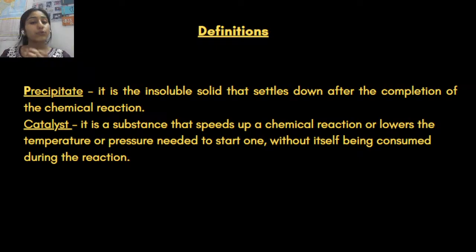So there are a few definitions. Firstly, there is precipitate. So what is a precipitate? A precipitate is basically the insoluble solid that settles down after the completion of the chemical reaction. It might be white in color or some different color. So it is the particular substance that does not get solubilized in water or whatever solution is there. Okay, so that would be regarded as a precipitate.